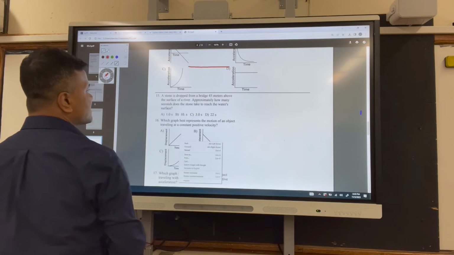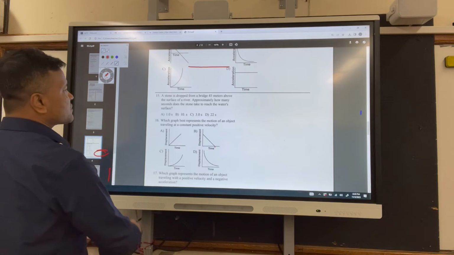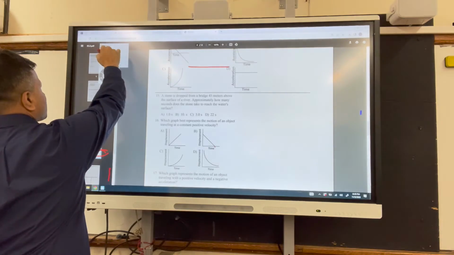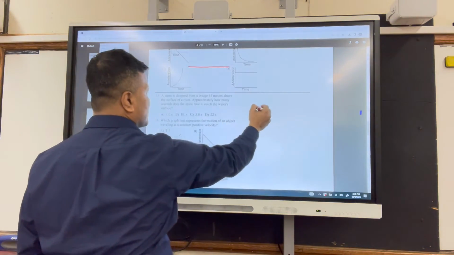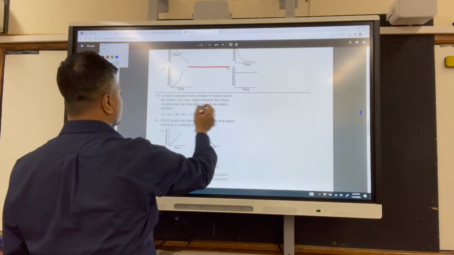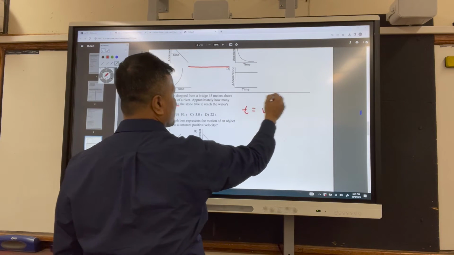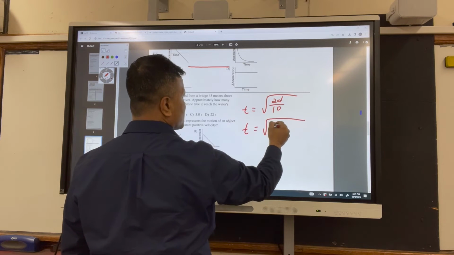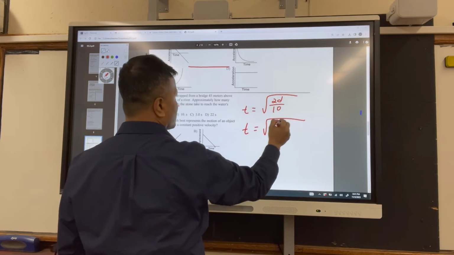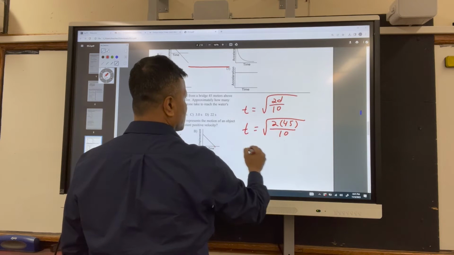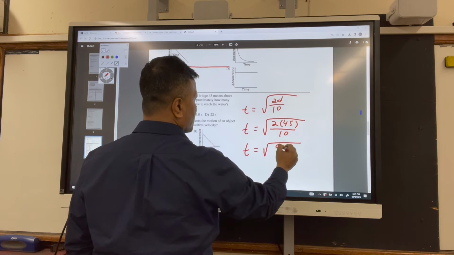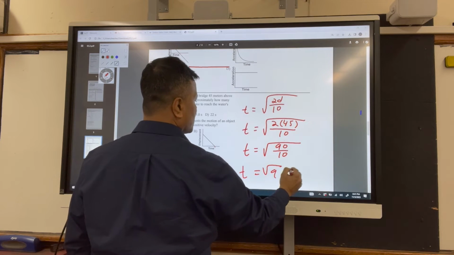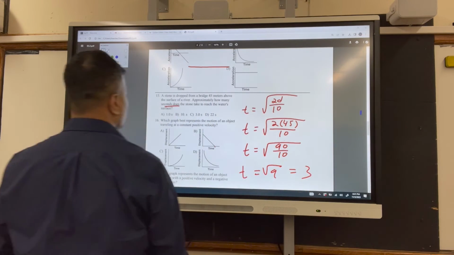Again, this is the same problem we did. A stone is dropped from a bridge 45 meters above the ground. So 45 meters takes 3 seconds. How do you know? T is equal to the square root of 2D over 10, right? So 2 times 45 over 10, so T is equal to the square root of 90 divided by 10, which is the square root of 9, which is 3. So it takes 3 seconds.